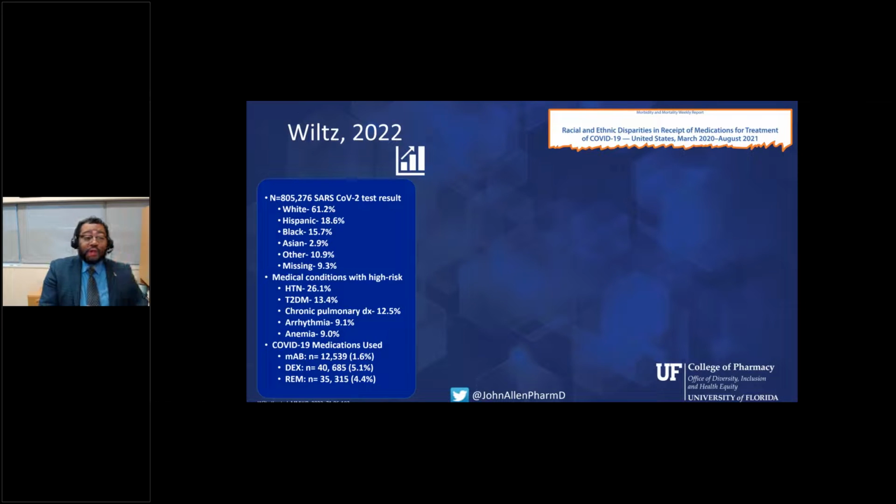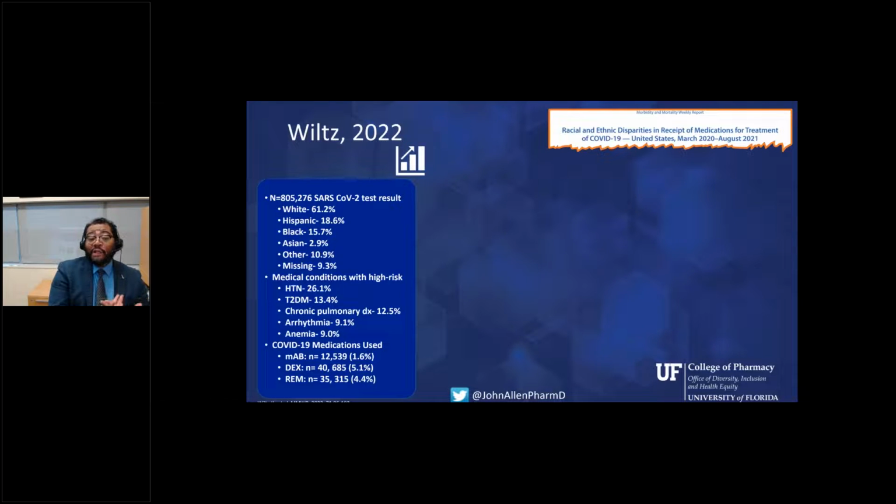800,000 patients were included in this study. 61% white, 18% Hispanic, 15% Black. With respect to disease states that patients had that may put them at higher risk for poor outcomes, you see nearly a quarter, or a little bit over a quarter, had hypertension. You see diabetes, as well as chronic pulmonary disease, and roughly 9% had arrhythmia and anemia.